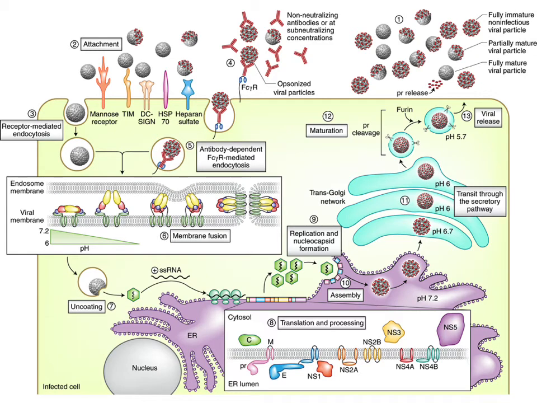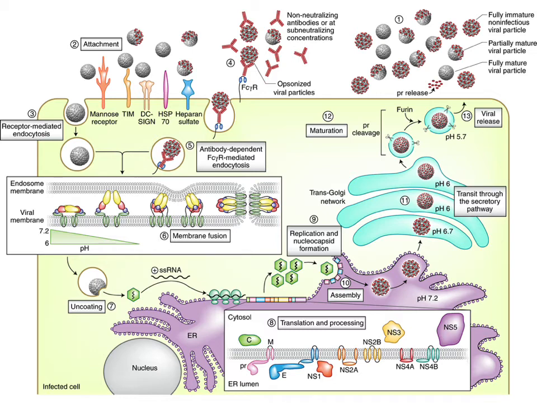So this slide takes us through the entire process of replication for the Flaviviridae. So let's go through these steps. The virus binds to the surfaces of susceptible cells through interaction with attachment factors, and this binding is followed by interactions with secondary receptors that mediate internalization by endocytosis. Alternatively, in the presence of non-neutralizing antibodies, opsonized viral particles can be internalized through Fc receptor-mediated endocytosis.